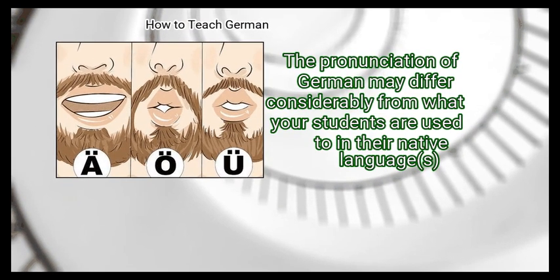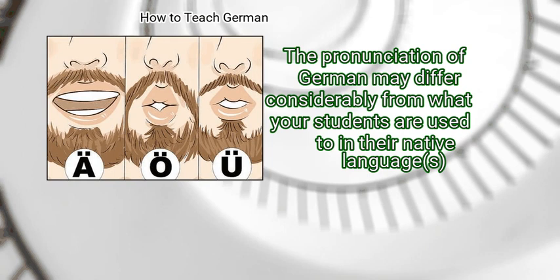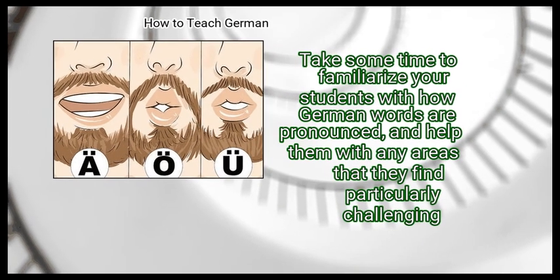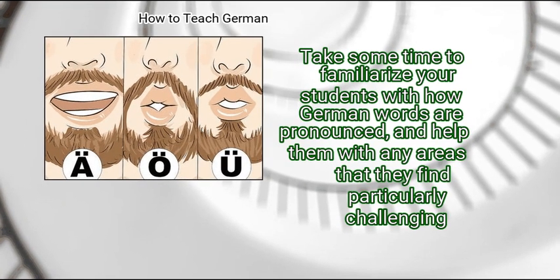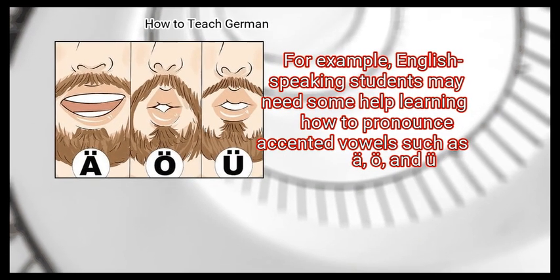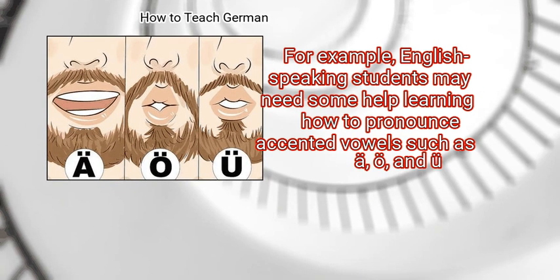The pronunciation of German may differ considerably from what your students are used to in their native language. Take some time to familiarize your students with how German words are pronounced, and help them with any areas that they find particularly challenging. For example, English-speaking students may need some help learning how to pronounce accented vowels such as ä, ö, and ü.